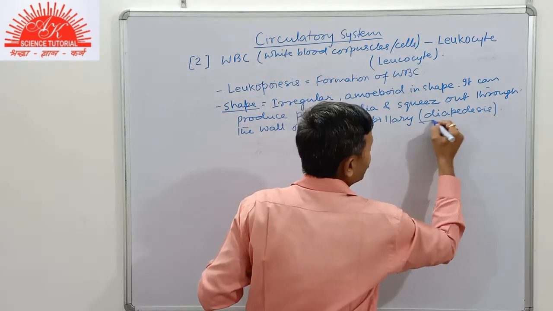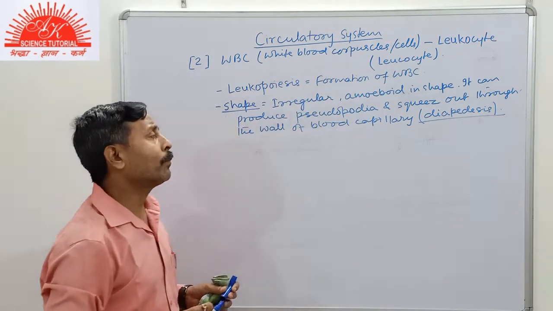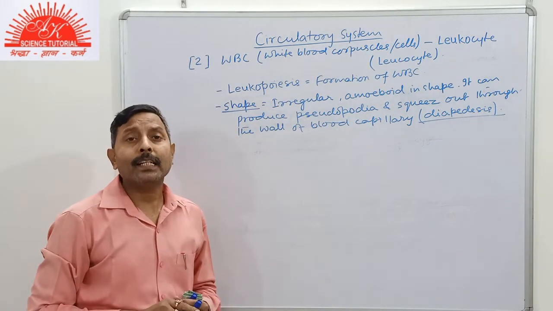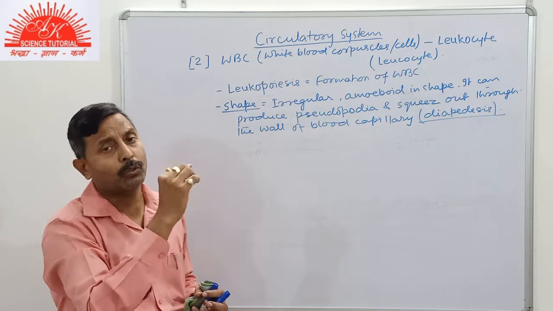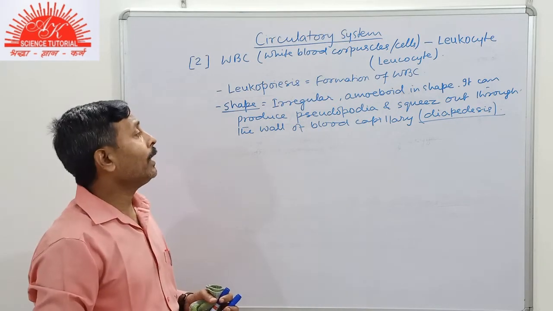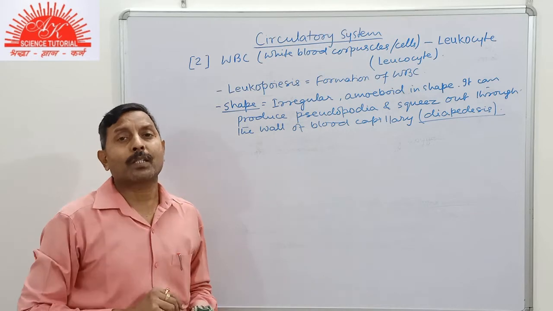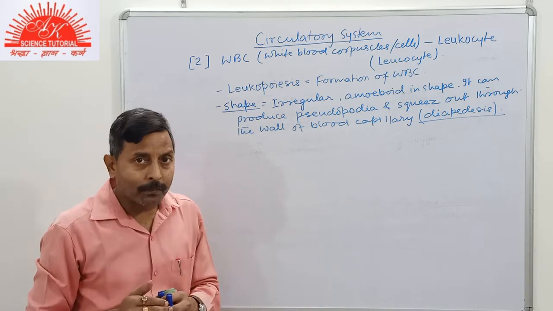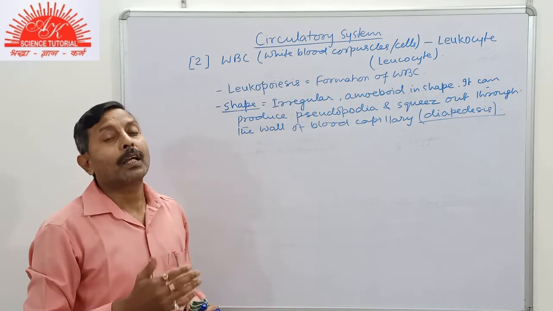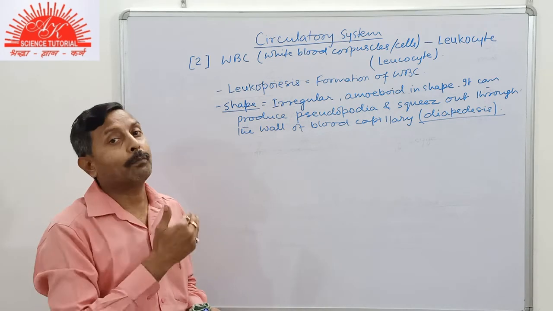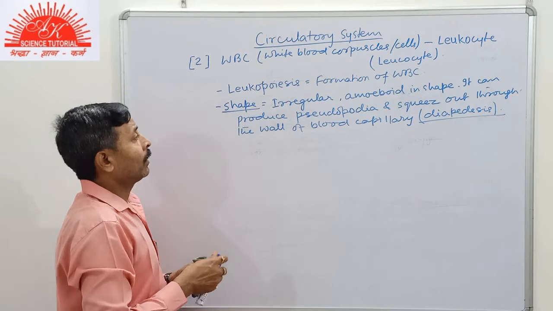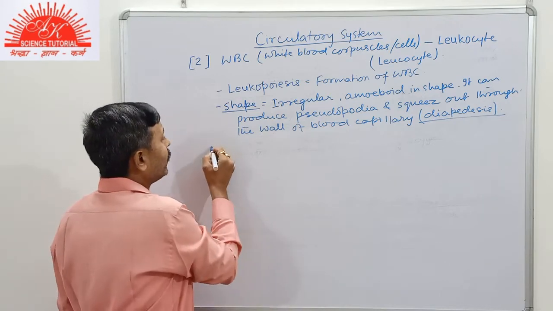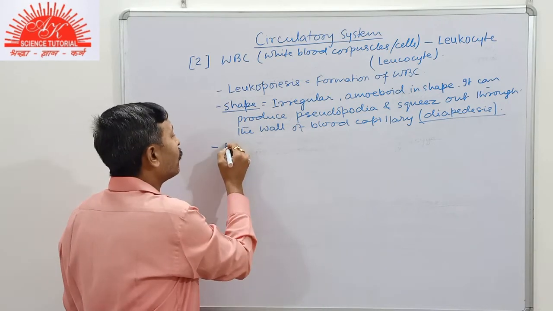So students, due to the irregular amoeboid shape, it can easily squeeze out through the pores, through the wall of blood capillary, and enter into the tissue space, where it helps in engulfing the germs or fight against the germs by producing antibodies. Now after shape, we see here its number.